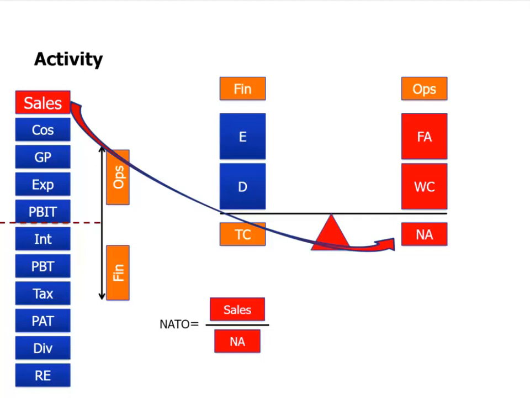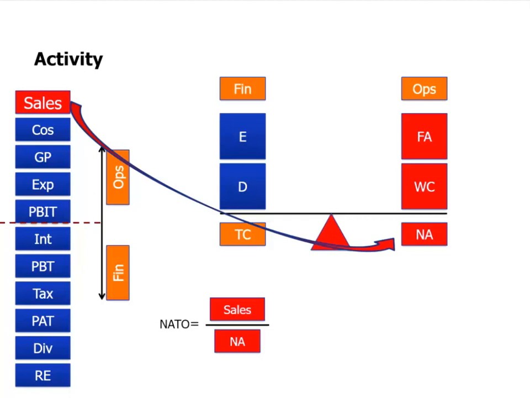And of course, you want to generate as much sales as possible with as little net assets that are required to generate those sales. So typically you want this net asset turnover ratio, that's what NATO stands for in this context, to be as high as possible. As much sales with as little net assets as necessary.